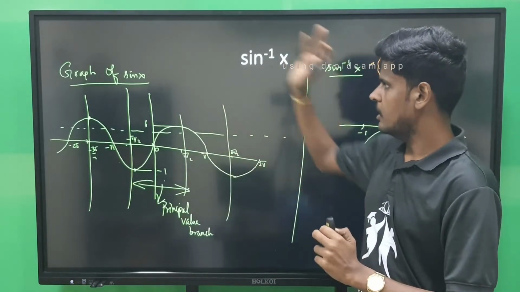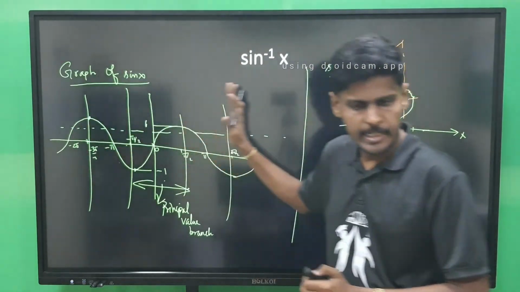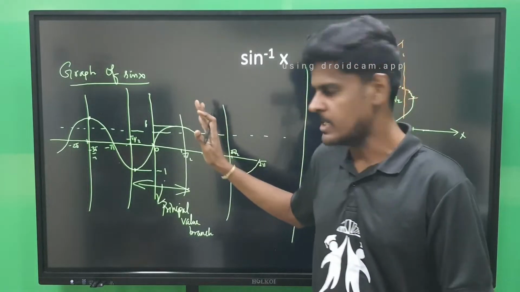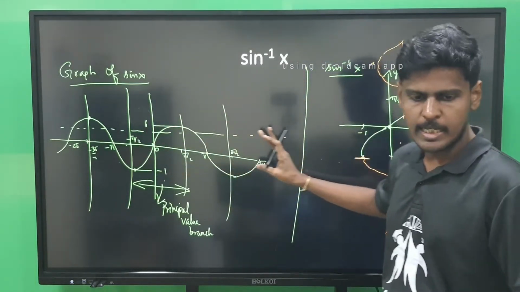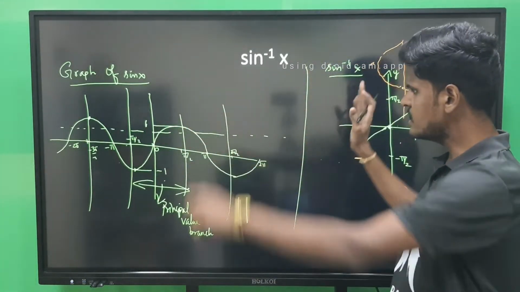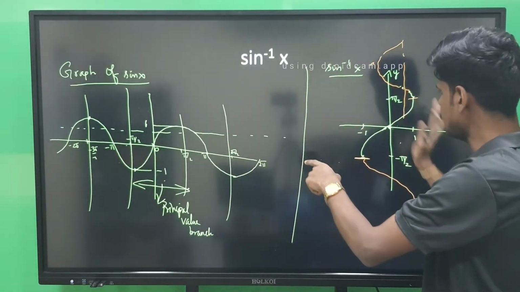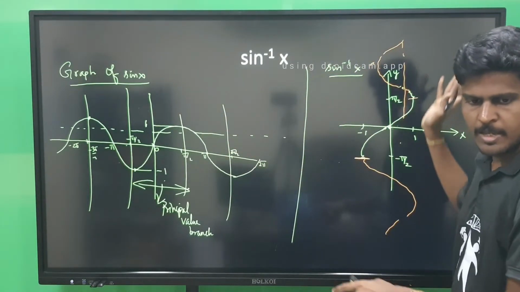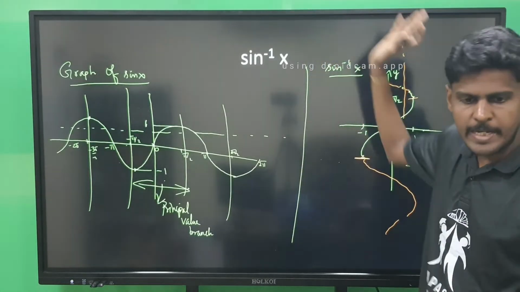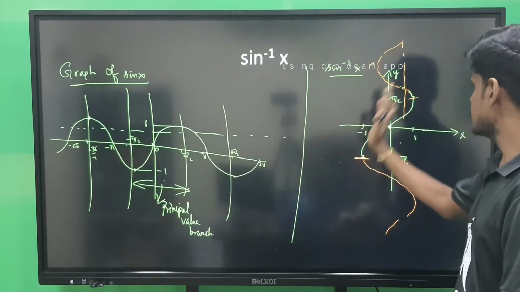What is graph of sin x? We already learned in previous class 11. You already know how to draw graph of sin x. And just change this value entirely. That will be replaced by x, replaced by y, and y is replaced by x. Input becomes output and output becomes input. That gives us this graph.